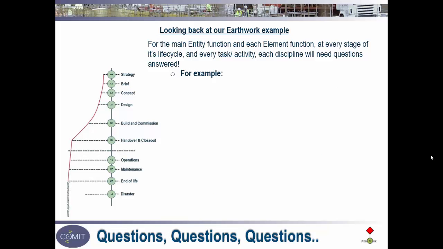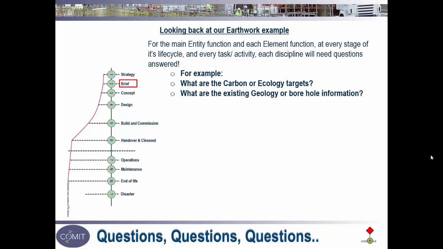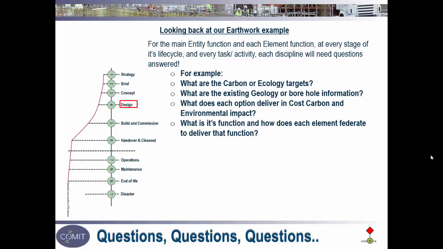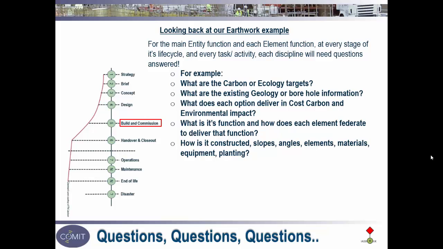So let's look at that earthwork example. Some of the questions that might need answering could be: what are the carbon or ecology targets? What are the existing geology or borehole information? What does each option deliver in cost, carbon and environmental impact? What is the function and how does each element federate to deliver that function? How is it constructed? What are the slopes, angles, elements, materials, equipment, planting? How do I test to ensure it's delivered the function promised?